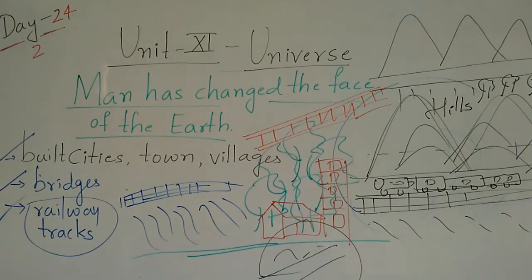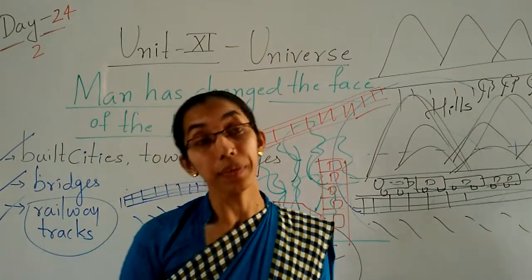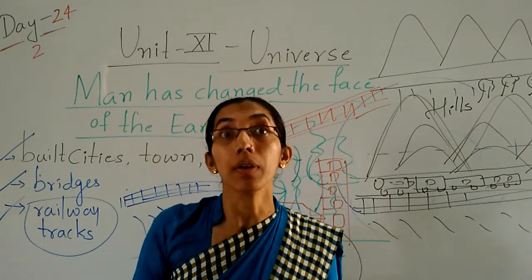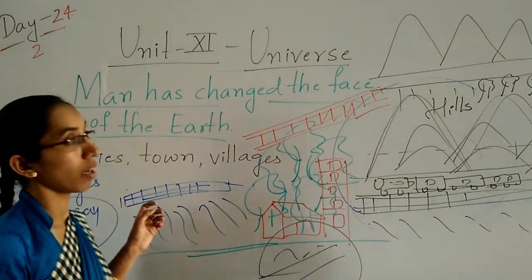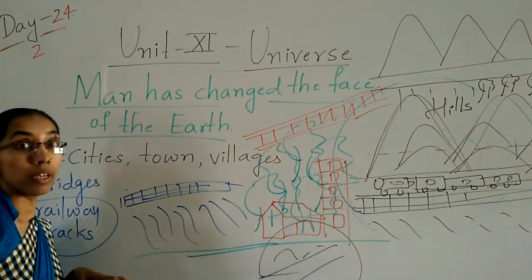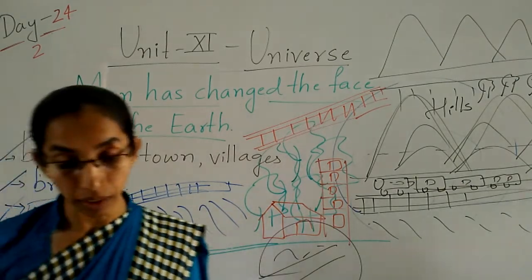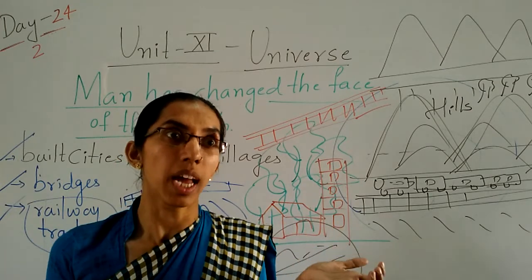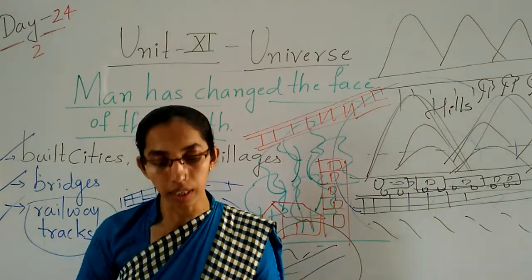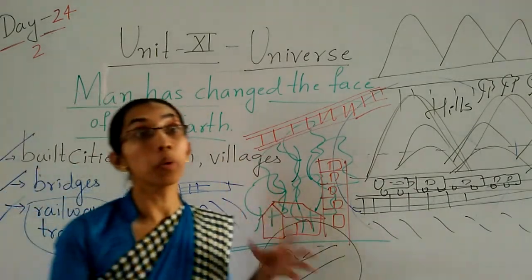Why did we make all these things, children? Some of this is necessary to live comfortably. So man did this for themselves to lead a comfortable life. Yeah, children? But now we have become very greedy. Greedy means what? Lalchi. We have become very greedy. We want more and more.